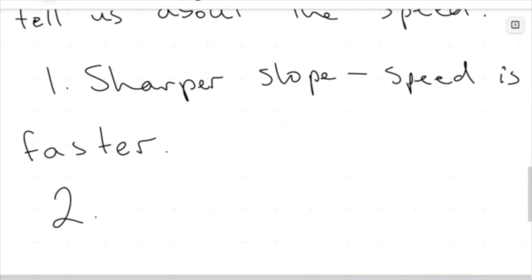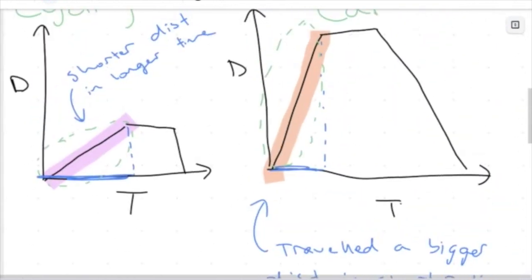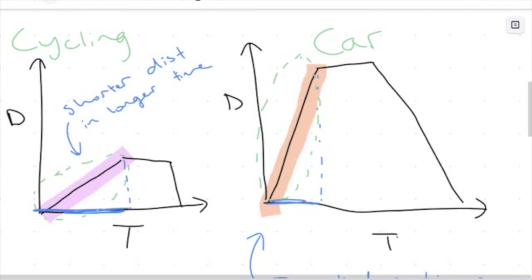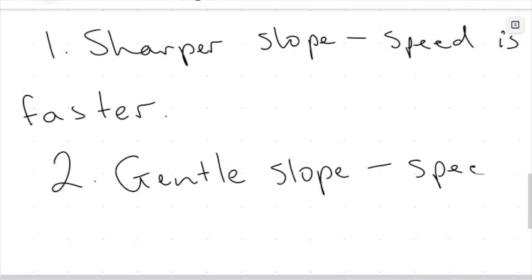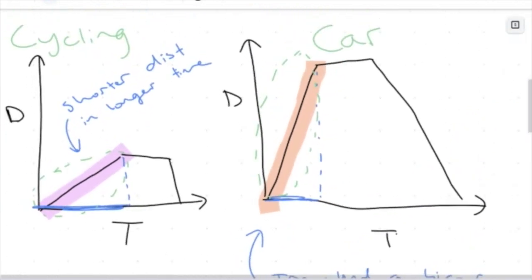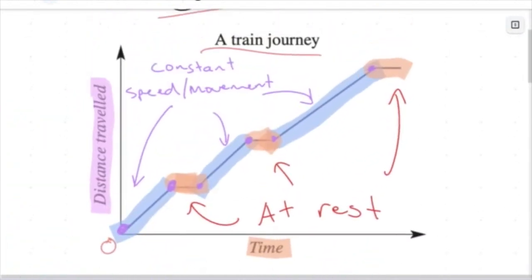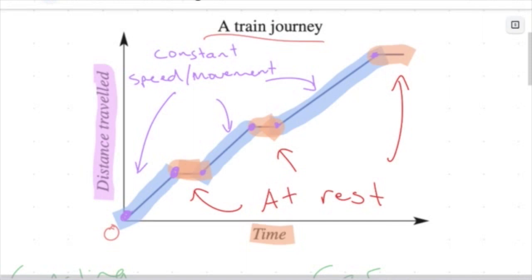And a more gentle slope, one that's not as steep, well, that tells me that my speed is, what do you reckon? I'm traveling not so far in a longer amount of time. Well, if I divide that distance by time, it's going to give me a smaller number. It's going to give me a smaller speed. So a gentle slope means that my speed is slower. And that is how we can read and interpret distance time graphs. And the bits we talked about was the steepness of the segments. They tell us how fast something's traveling. And the bits where it's flat or horizontal, like we said here, that tells us that we are at rest. We are not moving because time is passing and we're not traveling any distance.